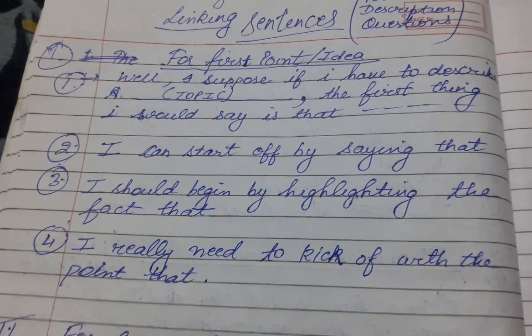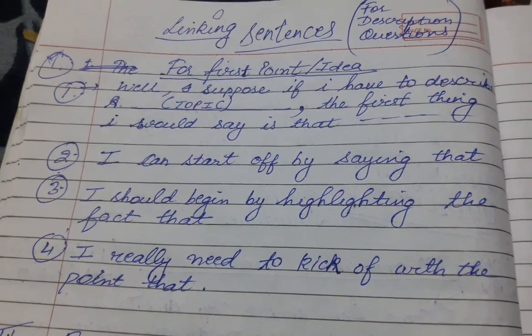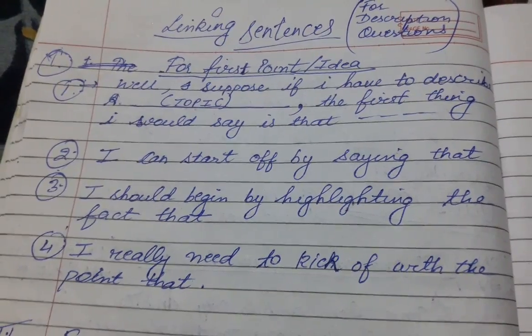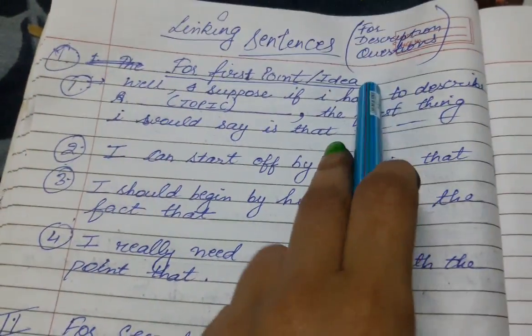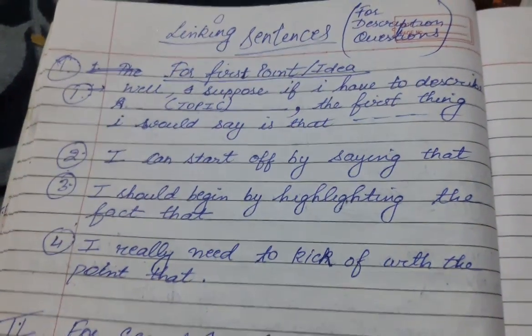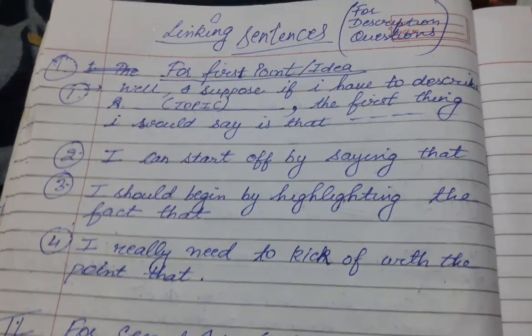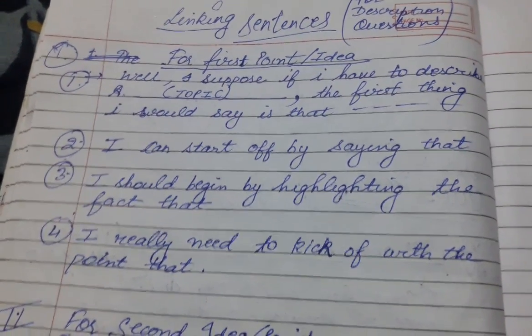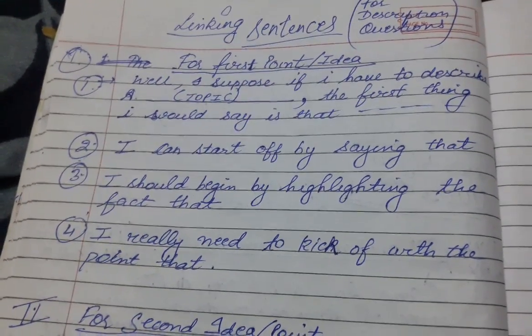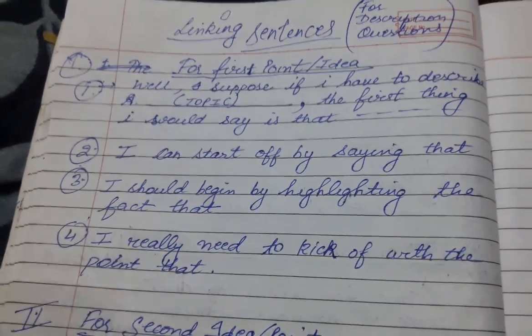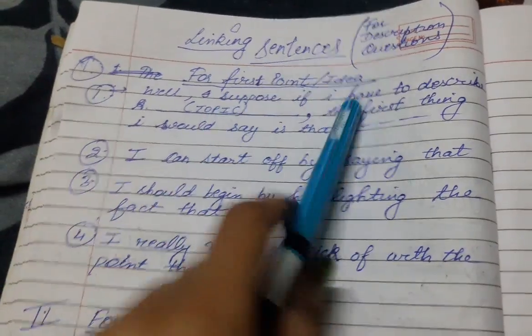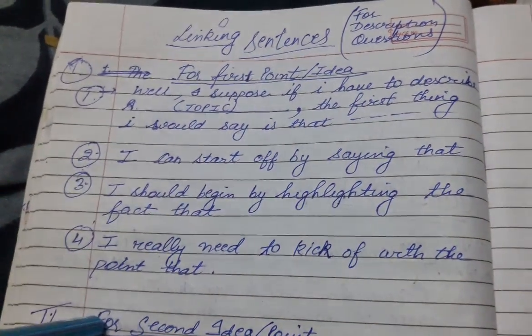These are some common linking sentences which you may use to answer the description questions. Description question means, again, where you are supposed to describe anything. For example, your hobbies, your home, your hometown, your family, and so on. So for part 1 questions, these are quite apt linking sentences. If you have to give your first idea, you can choose any of the linking sentences.